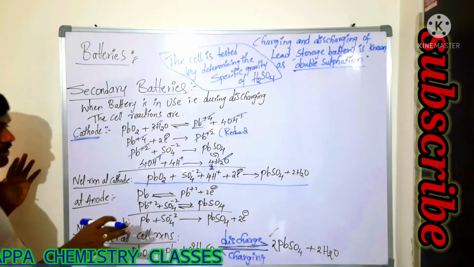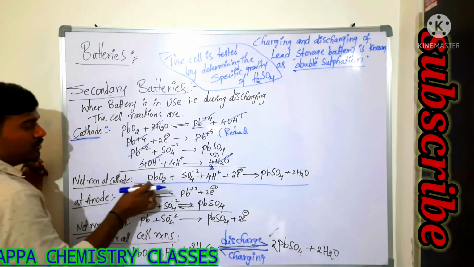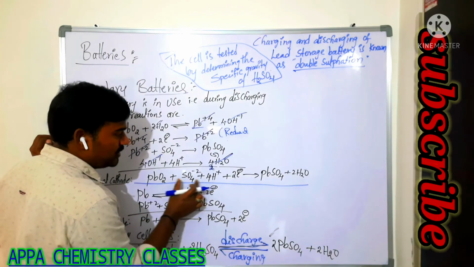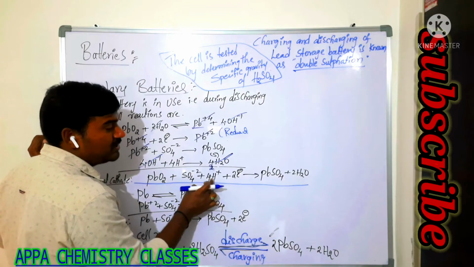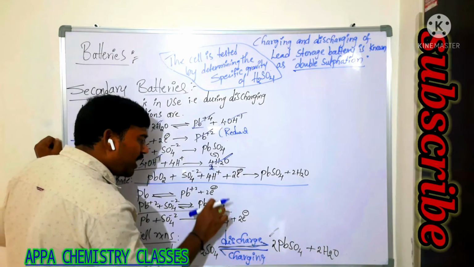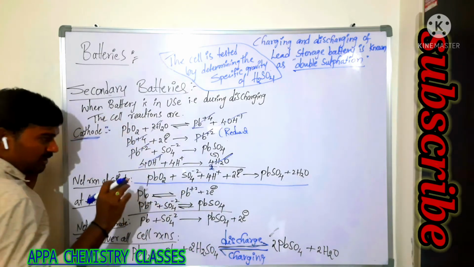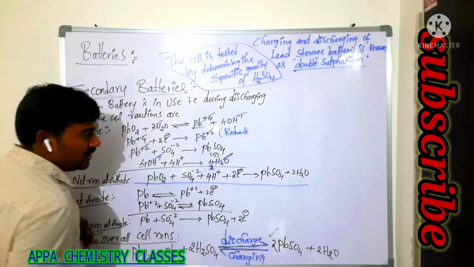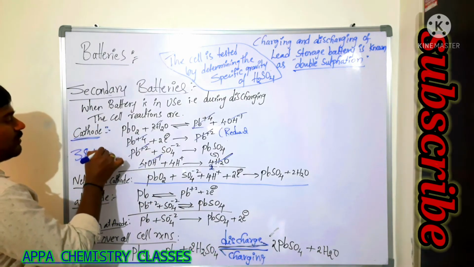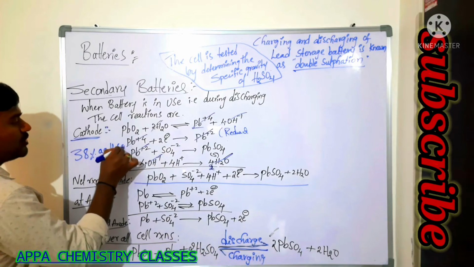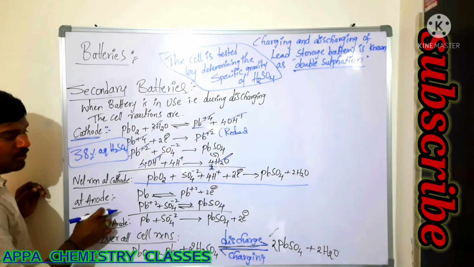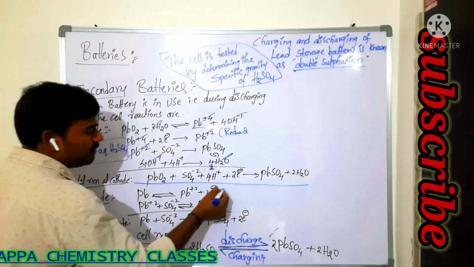So during the discharging process, the reaction at the cathode will be this one. During discharging, the SO4 2- and H plus ions, which are nothing but sulfuric acid, are converted into lead sulfate. That means the concentration of sulfuric acid is decreasing as it converts into water and lead sulfate. The concentration we are taking is 38% aqueous sulfuric acid, though in some cases they will say approximately 40%. So at the anode, what happens? Which type of reaction?